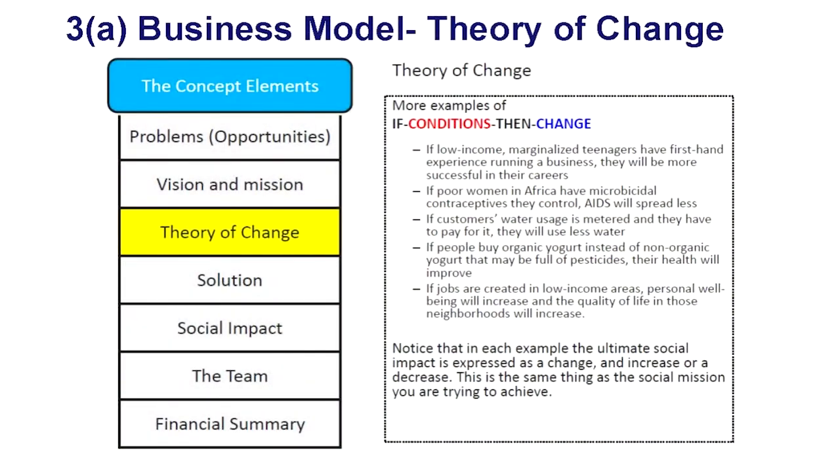Again, just an example: if jobs are created in low-income areas, personal well-being will increase and the quality of life in those neighborhoods will increase, okay? So jobs are a part of the condition, personal well-being is a part of the condition, and then it improves the quality of life. In the end, there would be an increase in the quality of life of the entire neighborhood. So pay attention to where the ultimate goal is, and how to express the process of change. You have to include the theory of change in your proposal.